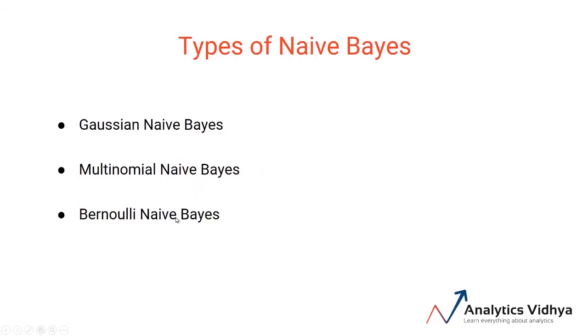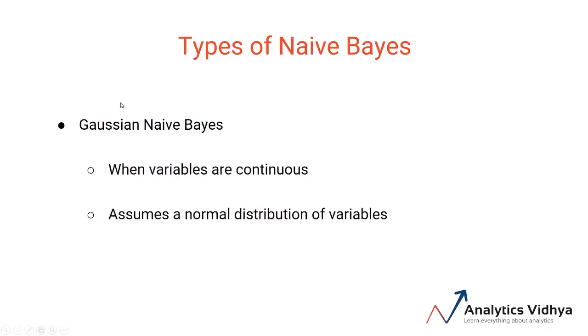Let's talk about which of these is used when. So, firstly, let's look at Gaussian Naive Bayes. Now, this is used when the variables are continuous in nature, and the Gaussian Naive Bayes assumes that all the variables have a normal distribution. So, in case you have some variables which do not follow this property, you might want to transform these variables and make the distribution normal.